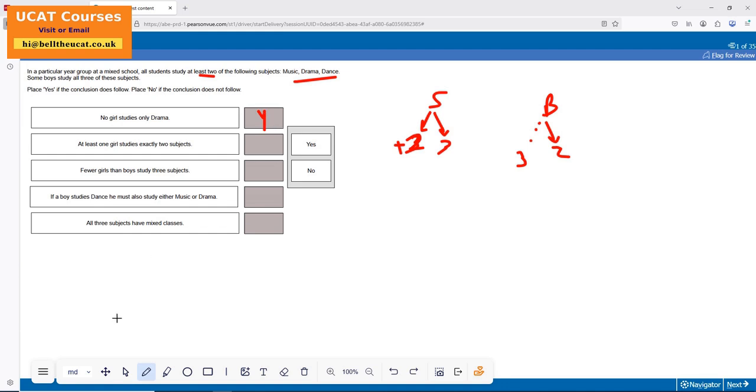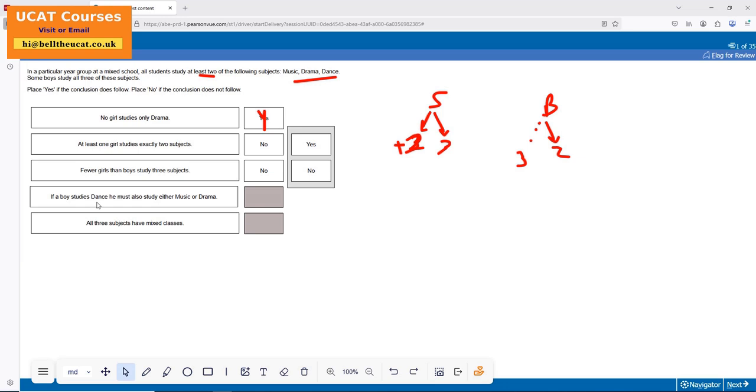I'm not sure if I can drag it. Let's see if I can. Oh yeah, I can. So no girl studies only drama. Of course, yes, because you can't study 1. There's only options of 3 or 2, but whether you're a boy or girl, at least 2. At least one girl studies exactly 2 subjects. Fewer girls and boys study 3 subjects. He's trying to quantify it. I've not been given any ratio, proportion, or percentages of boys and girls. All I know is there are boys and girls because it's a mixed school.